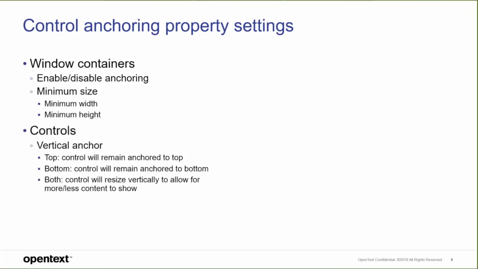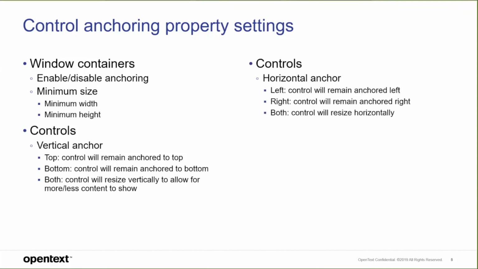Controls do have new properties for the vertical anchor. The vertical anchor can be the top, so the control remains anchored to the top. Bottom, the control will remain anchored to the bottom. And both, the control will resize vertically to allow for more or less content to show. And likewise, we have that for the horizontal anchor. You can set the horizontal anchor to left, to right, and to both. And again, in the setting both, the control will resize horizontally.